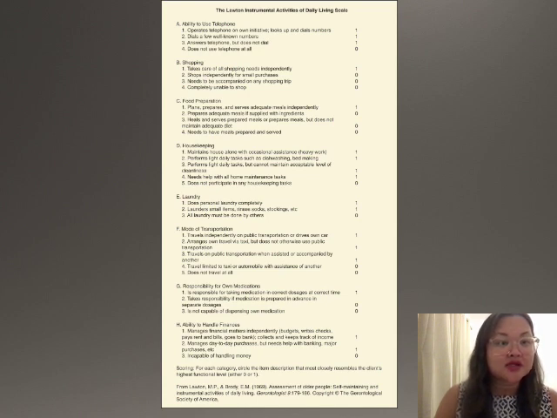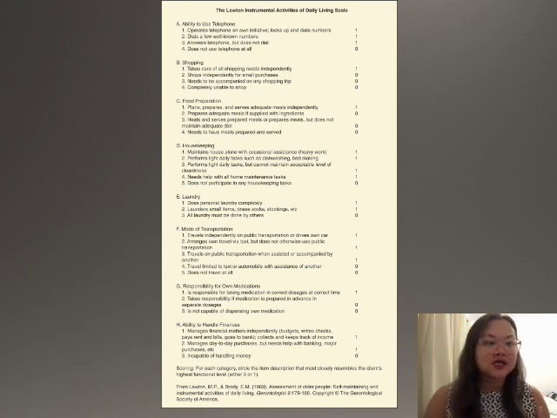It's called the Lawton scale. Again, asking questions that have to do with using the phone, providing meals by shopping, prepping, housekeeping, laundry, etc., modes of transportation, just going through it all and tallying their level of independence.